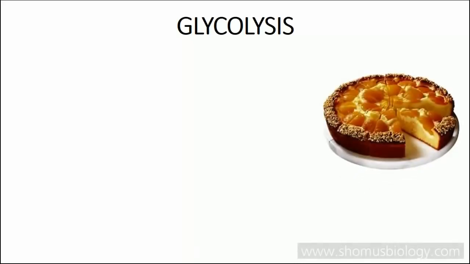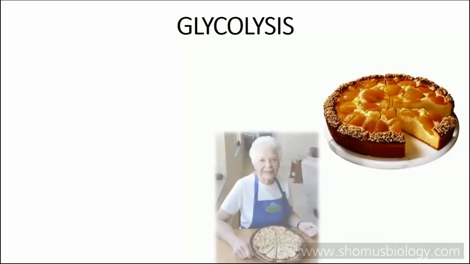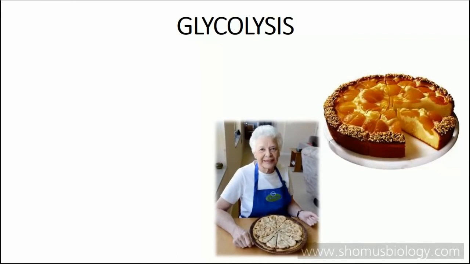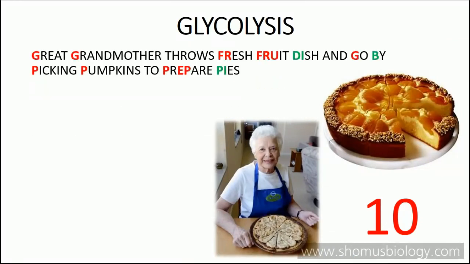So the first part that I'm going to talk about is the intermediates of glycolysis, and for that you need to know your great-grandmother, a pie, and the number 10. Why 10? Because it carries 10 separate intermediates. So let's begin to know the acronym, actually the mnemonic.